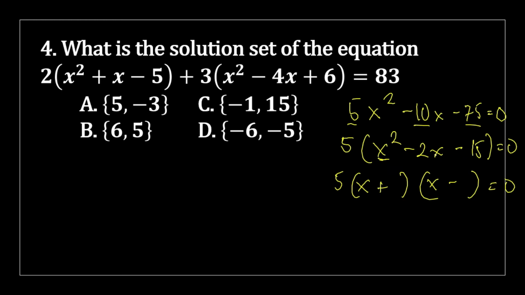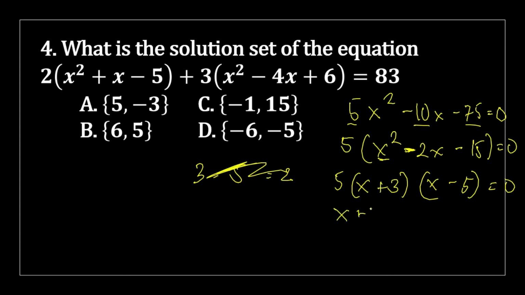The factors of 15 that, if we subtract them from each other, give 2 are 3 times 5. If we subtract 3 from 5, the answer is 2. So therefore, 3 and 5 is our answer. Now, let's decide where to put 3 and where to put 5. Since this is negative, the larger product should be negative. So we put 5 here and we put 3 here.